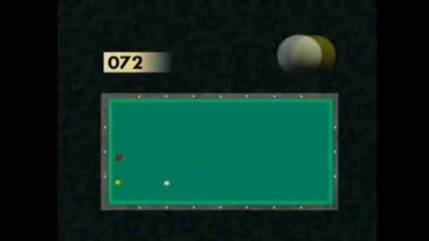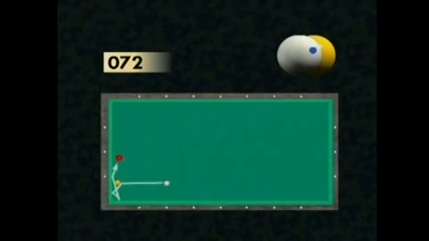Since the red ball is close to the cushion, you need to hit slightly lower to add maximum lateral English, which adds the long English to the reverse shot.